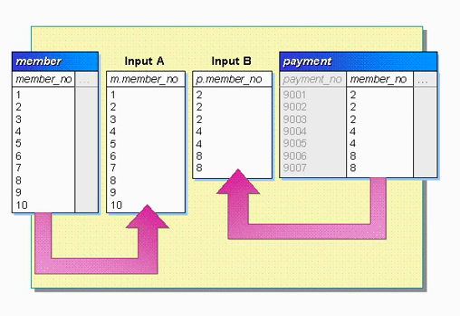Notice that the input values in the m.member_number are unique values, while the input values in p.member_number are not unique. These tables represent a one-to-many relationship. For one member, there are many payments.